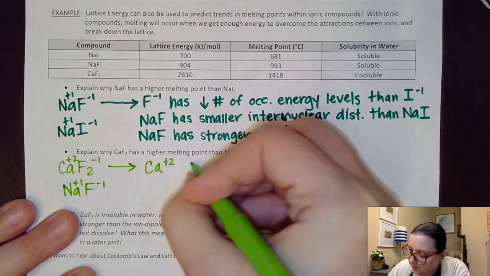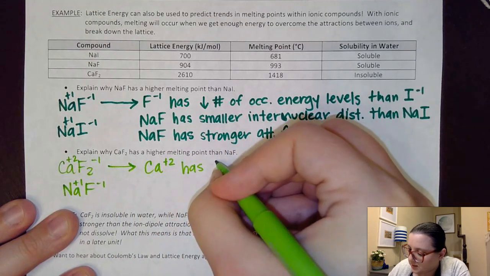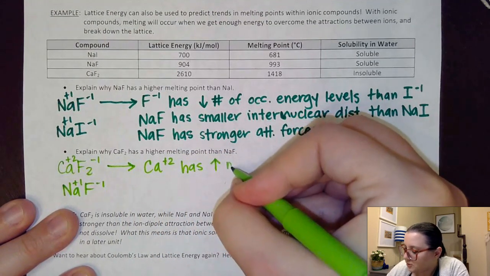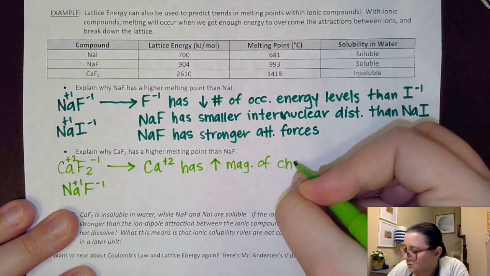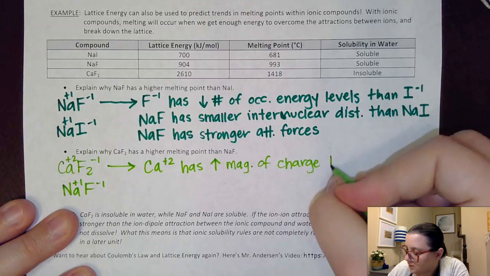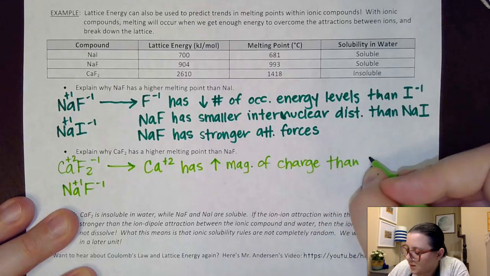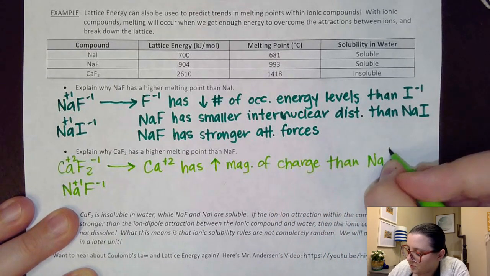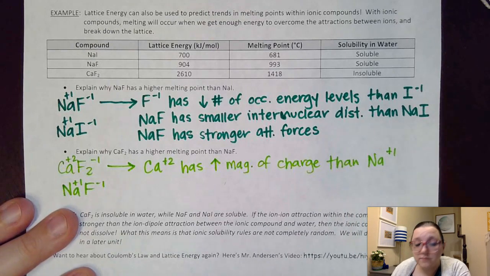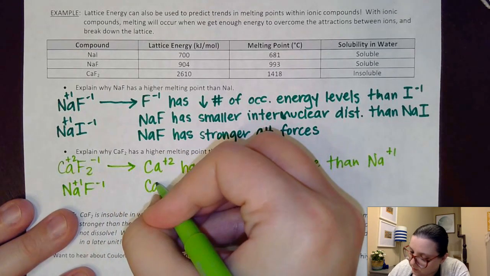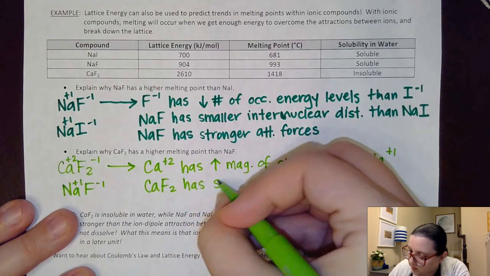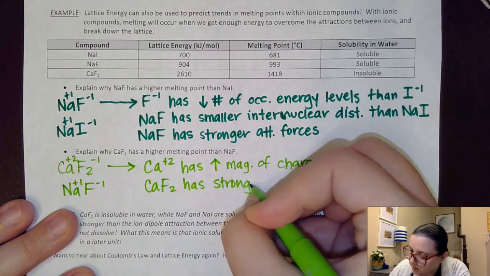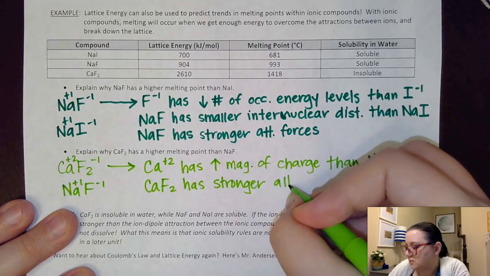Calcium +2 has a higher magnitude of charge than the sodium +1. And so therefore, what that means is that calcium fluoride has stronger attractive forces.